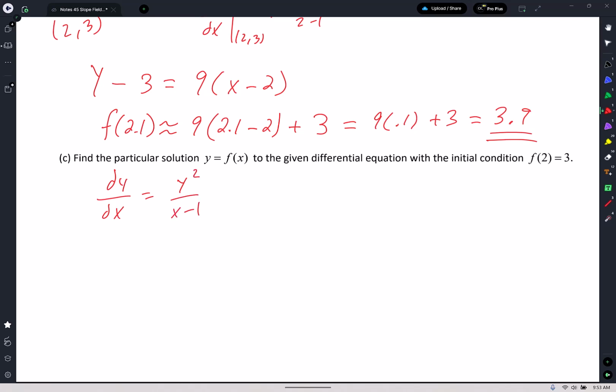The first move you should always do. If you don't do this first move, you're not going to get credit. They want to make sure you recognize these are separable differential equations. The first move: y's with the y's, x's with the x's, always. Divide by y squared and multiply by dx: dy over y squared equals 1 over x minus 1 dx. We'll stop right here and continue when we see each other again next period.